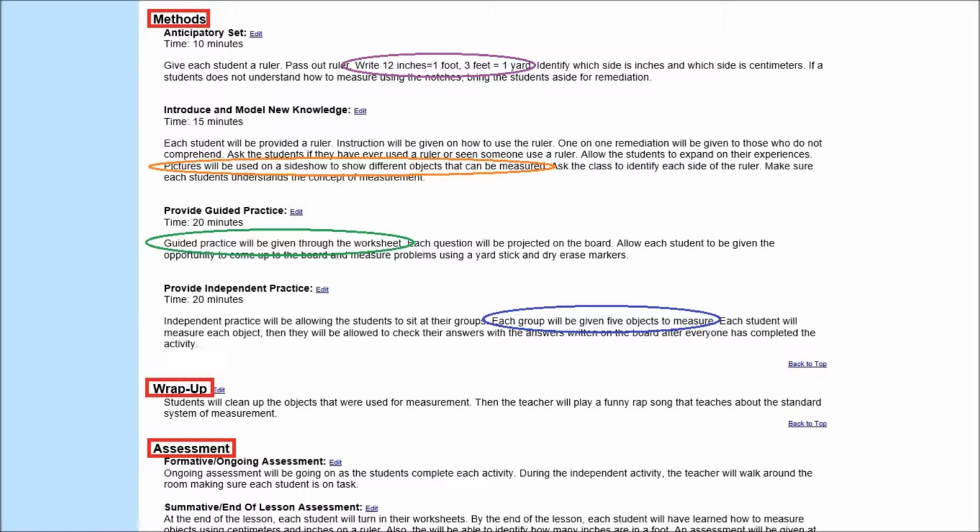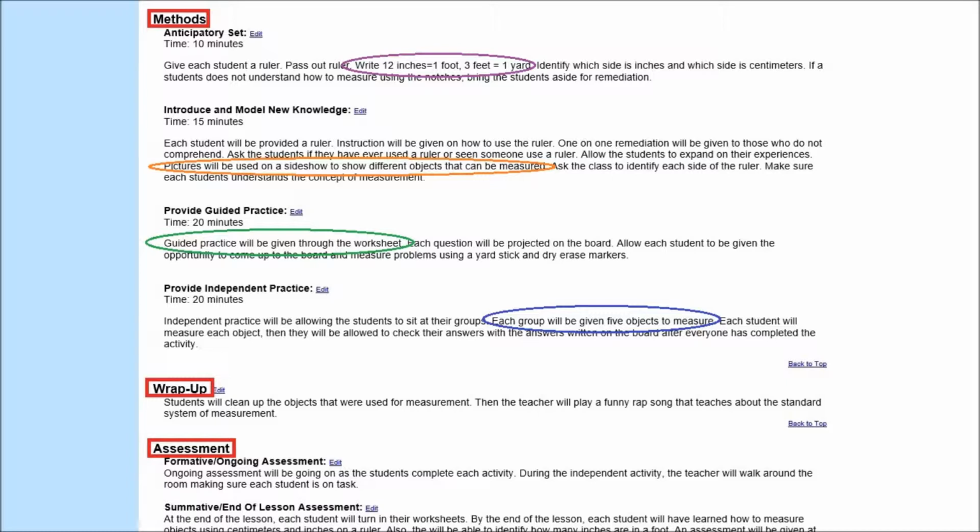Guided practice will be given through the worksheet. Write each question on the board, or it can be projected through the projector. Be sure to give students the opportunity to guess before coming up to the board and answering the problems using a yardstick and dry erase markers.